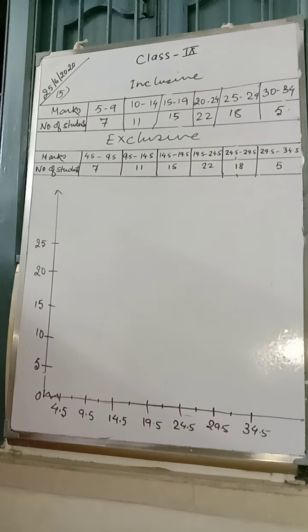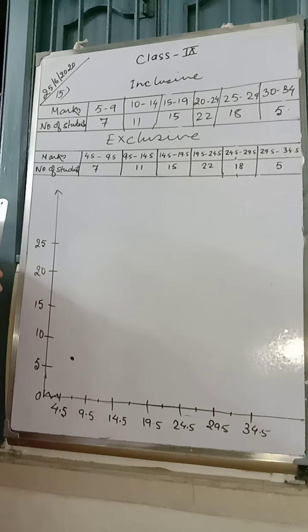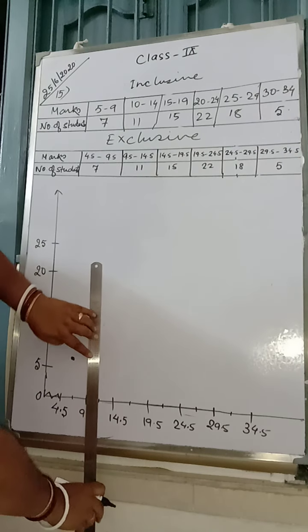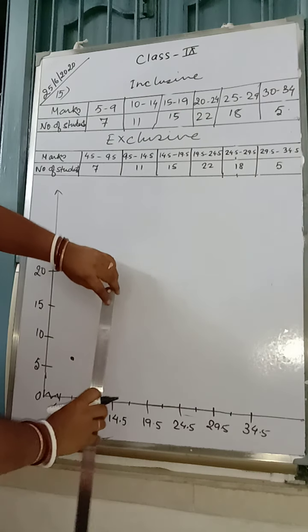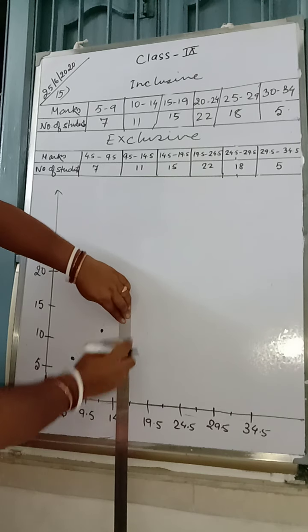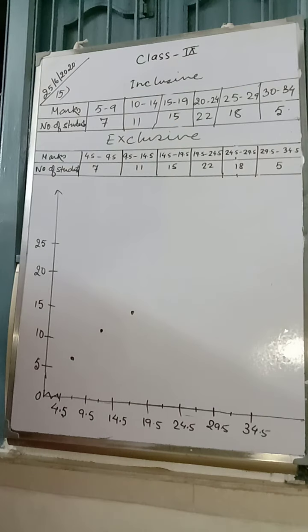Now first we have 7. So that would be somewhere here between 5 and 10. So I can take a point here. This is for the 7. In front of this middle point, you can see this stands for class mark, and here I have taken 7. Next we have 11, so this will be after 10. Then we have 15. So from the midpoint, exact 15.